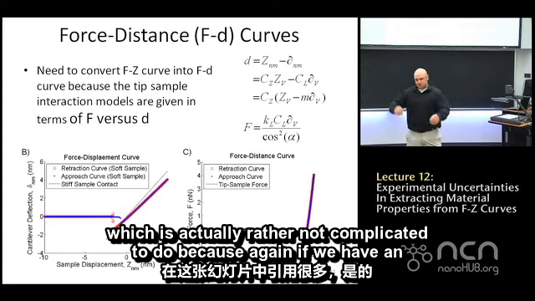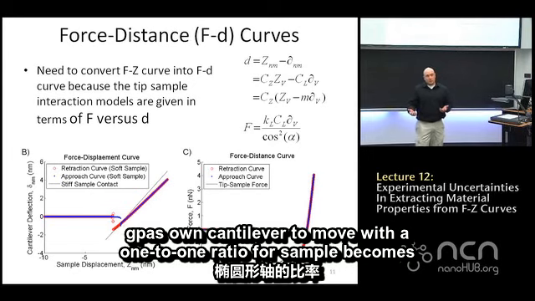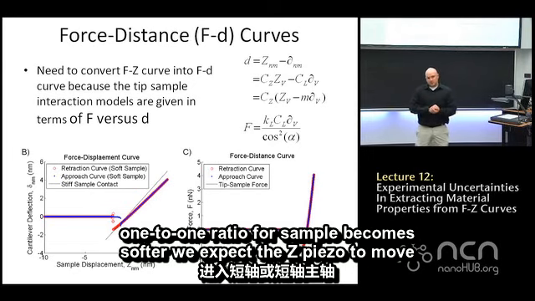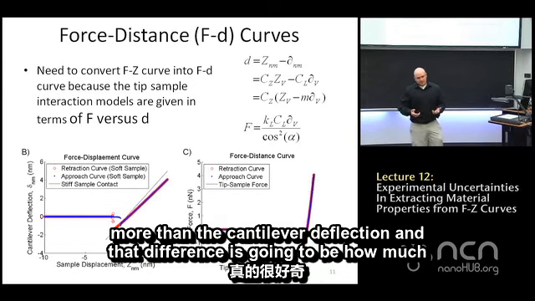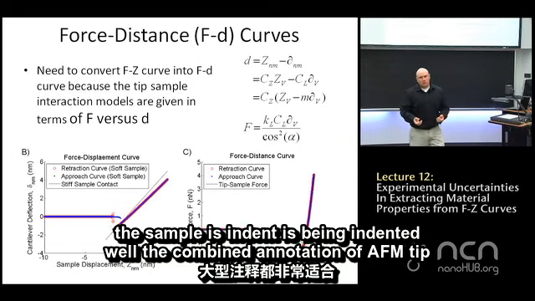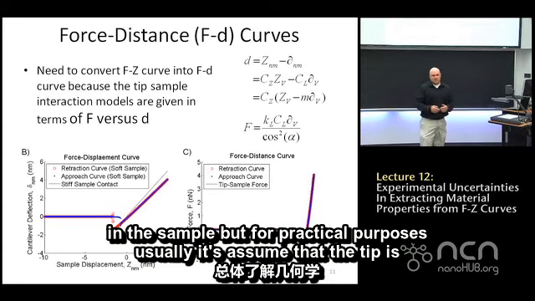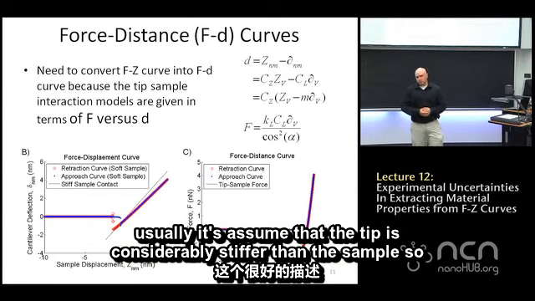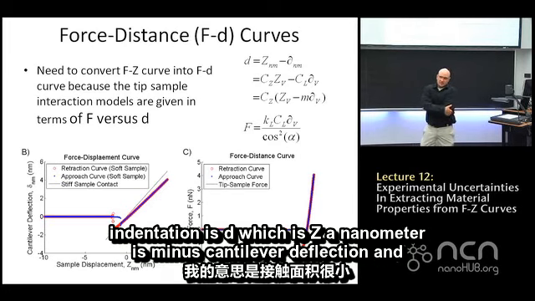Because, again, if we have an infinitely stiff sample, we expect our Z piezo and cantilever to move with a 1-to-1 ratio. If our sample becomes softer, we expect the Z piezo to move more than the cantilever deflection. And that difference is going to be how much the sample is being indented. Well, the combined indentation of the AFM tip and the sample, but for practical purposes, usually it's assumed that the tip is considerably stiffer than the sample. So we simply get the formula that indentation D is Z in nanometers minus cantilever deflection in nanometers.